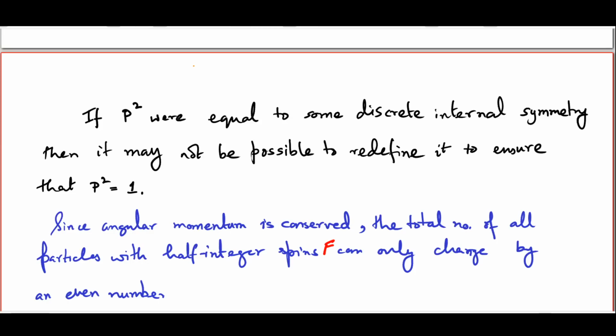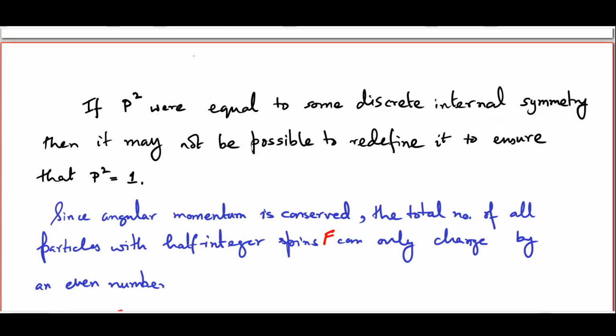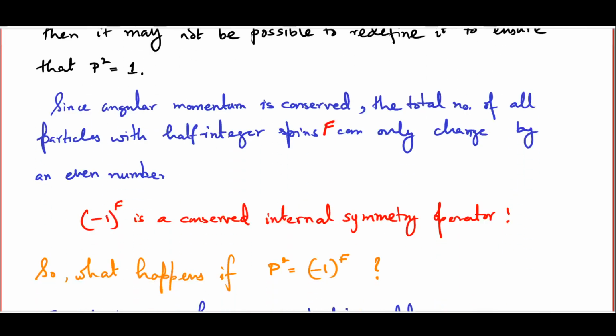Of course, if the total number of fermions, or total number of particles with half-integer spins, were different between the initial state and the final state, the total angular momentum of the initial state would definitely be different from the total angular momentum of the final state, which is not a possibility according to angular momentum conservation. And this automatically means that (-1)^F, a number which is +1 if F, the total number of particles with half-integer spins, is even, and -1 if it's odd, is a conserved internal symmetry operator.